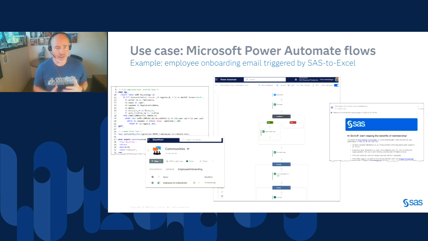So the way we do that is we create an Excel file, and then we push that Excel file using the techniques I'm going to show you into a SharePoint folder, which then is the input into a Power Automate flow that then results in sending an email automatically to the person who just joined the community. It's all seamless. It runs every day. It doesn't require any intervention from us once it's all set up.